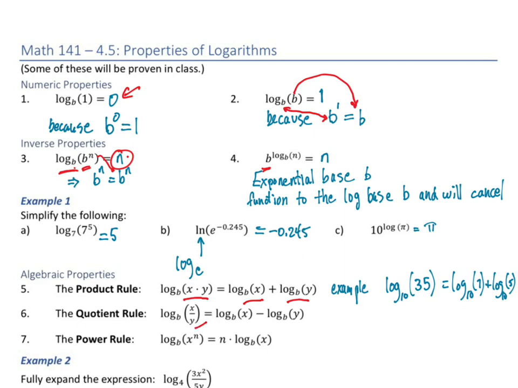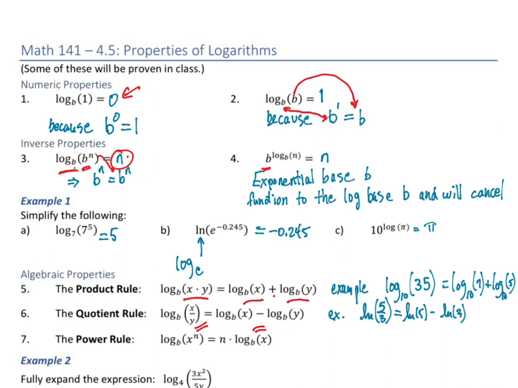Now, similarly, if we have a quotient, so we're dividing, log base b of x divided by y, that is log base b of x minus log base b of y. So the product turns into an addition, but a division turns into a subtraction. Another example of this would be the natural log of 5/3, that would be the natural log of 5 minus the natural log of 3. So a division turns into a subtraction: log of the numerator minus log of the denominator.